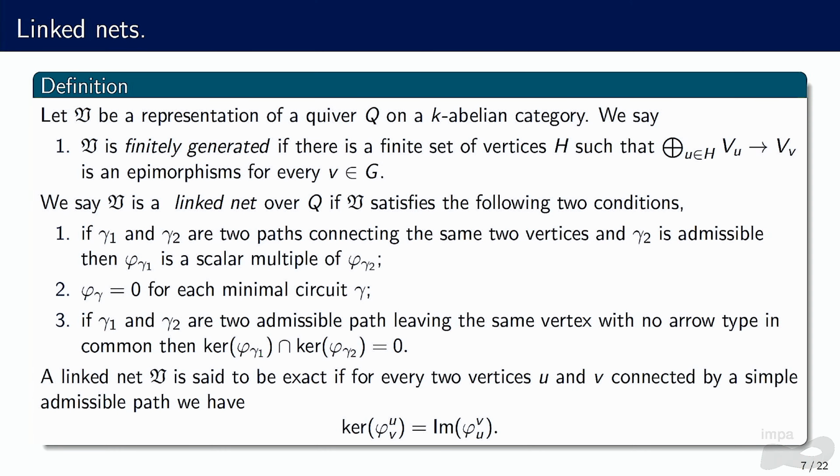So we call an exact linked net a representation of a Zn quiver which satisfies this collection of properties. And we say that it is finitely generated if it also satisfies this condition, which means that there is a finite set of vertices that determines the whole representation. When we have a linked net, we can actually show that there is a canonical minimal set of generators, which is in some sense tropically convex. So every time I work with an exact finitely generated linked net, I am going to be thinking of this kind of minimal set of generators.